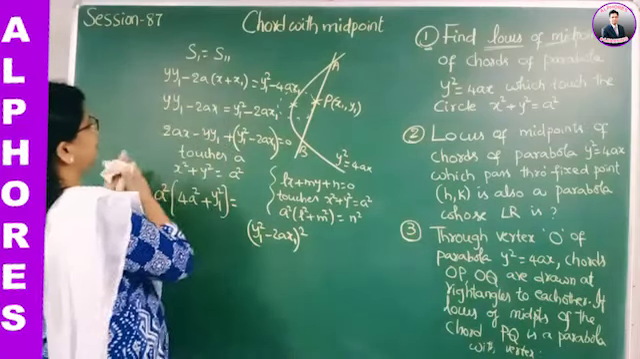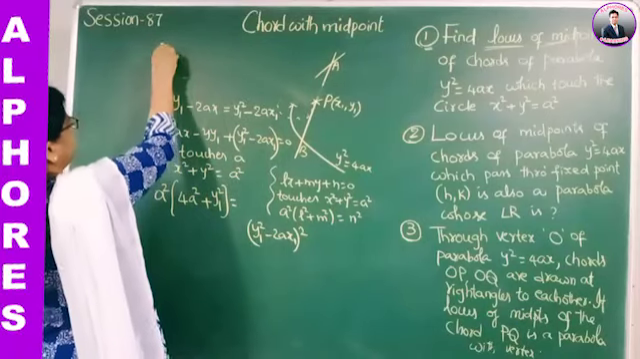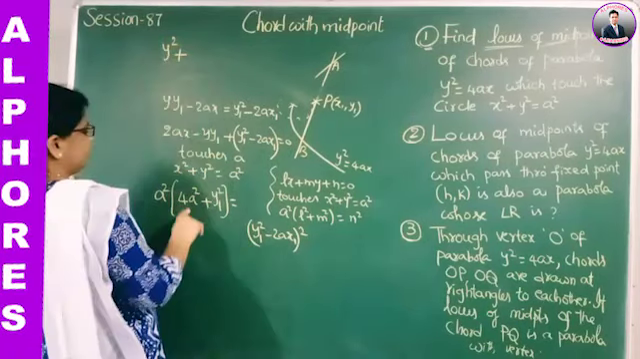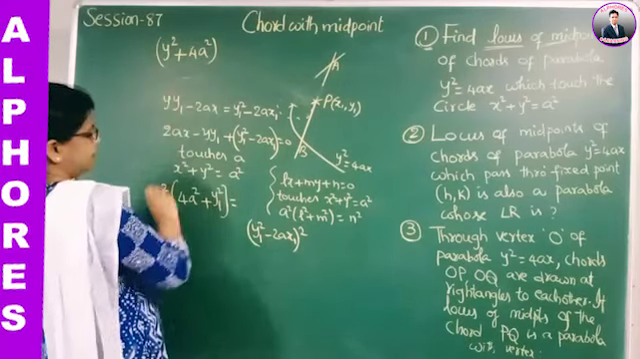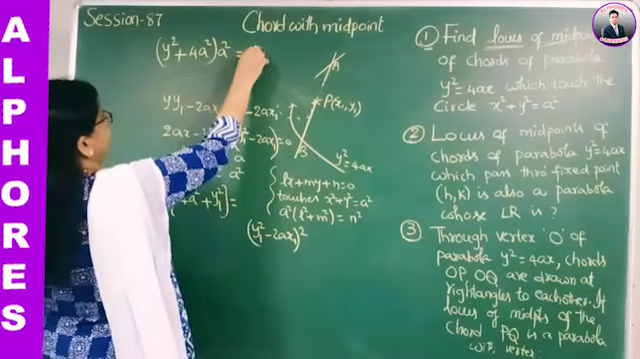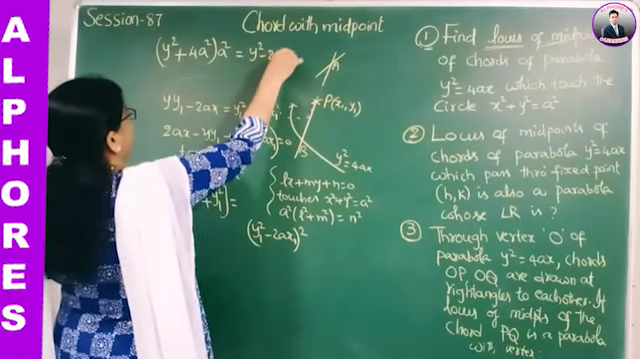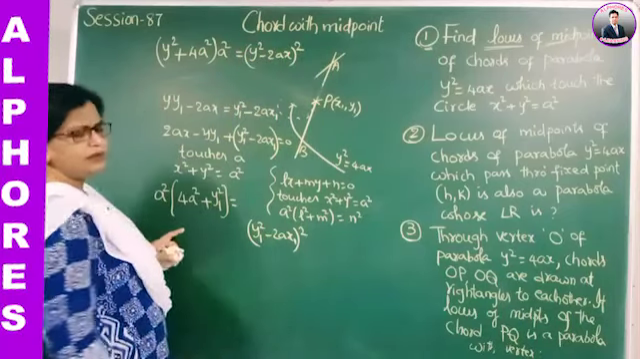This is true for any point on the locus, hence for the final equation we just remove the suffix x1 y1, and thereby we can write it as a square into 4a square plus y square, that is 4a square y square plus 4a square into a square is equal to y square minus 2ax whole square. So this is our equation of the required locus.